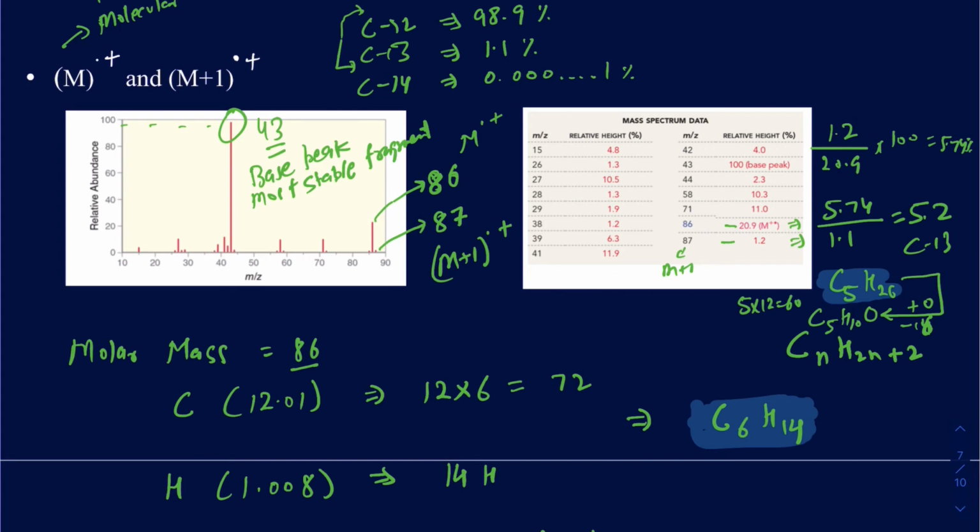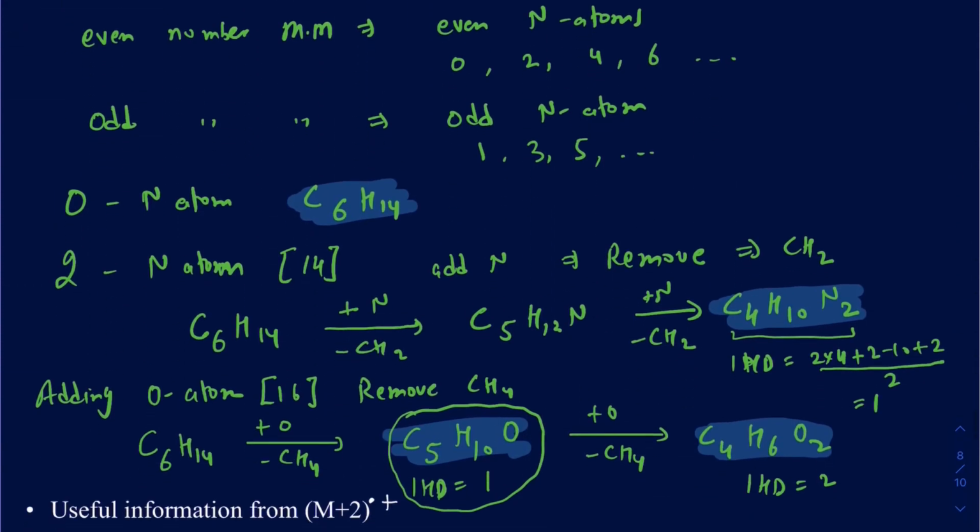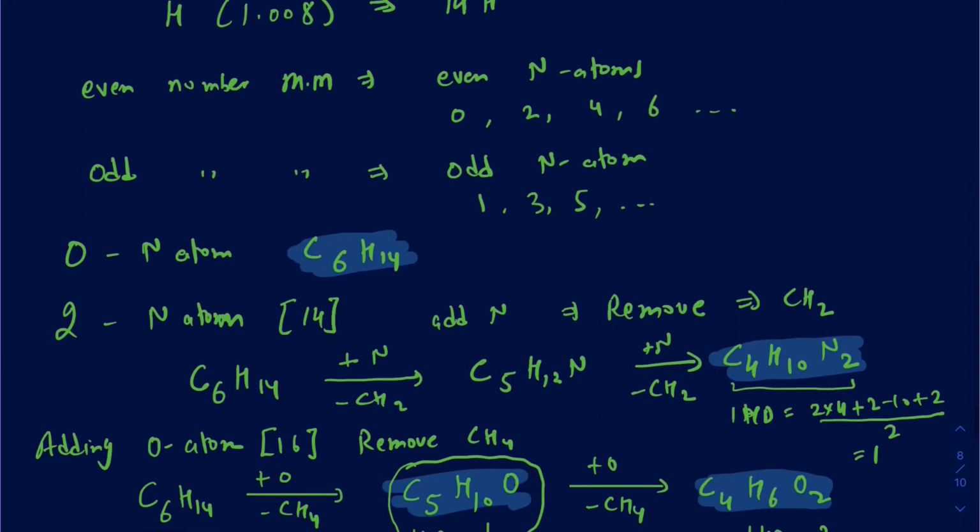So this is how you're going to be calculating based on your relative height. Always take the ratio of the M+1 radical cation over the M plus radical cation times 100. Whatever answer you get, you divide that by the relative abundance of carbon-13, which is always going to be 1.1. That roughly tells you how many carbons you're going to have. Based on that, you can predict how many hydrogens and maybe nitrogens and other things you're going to have in the molecule. So that was about M plus and M+1.